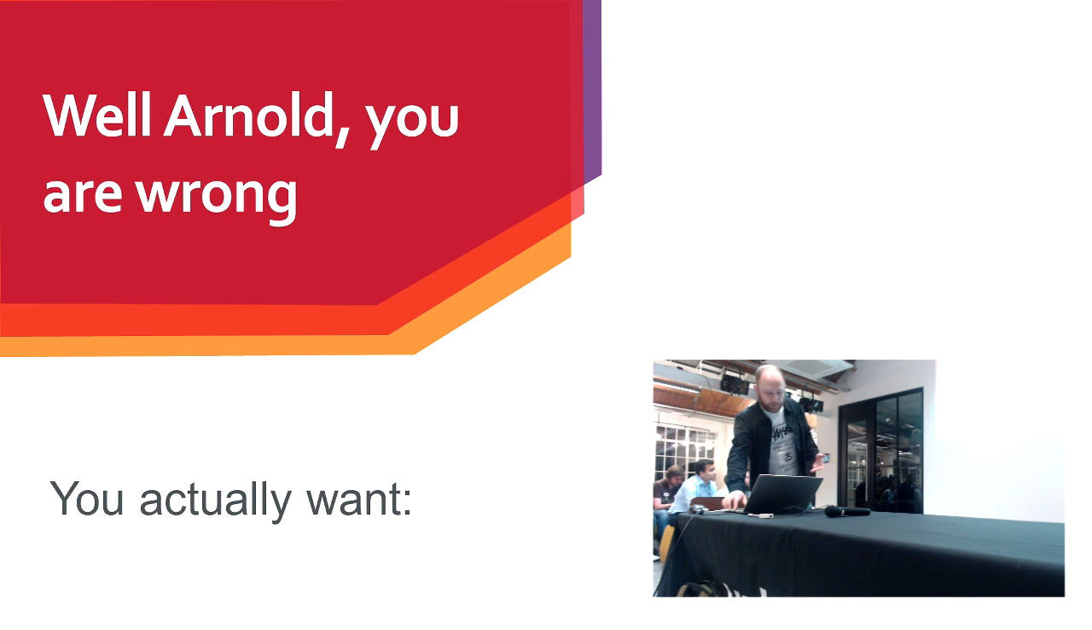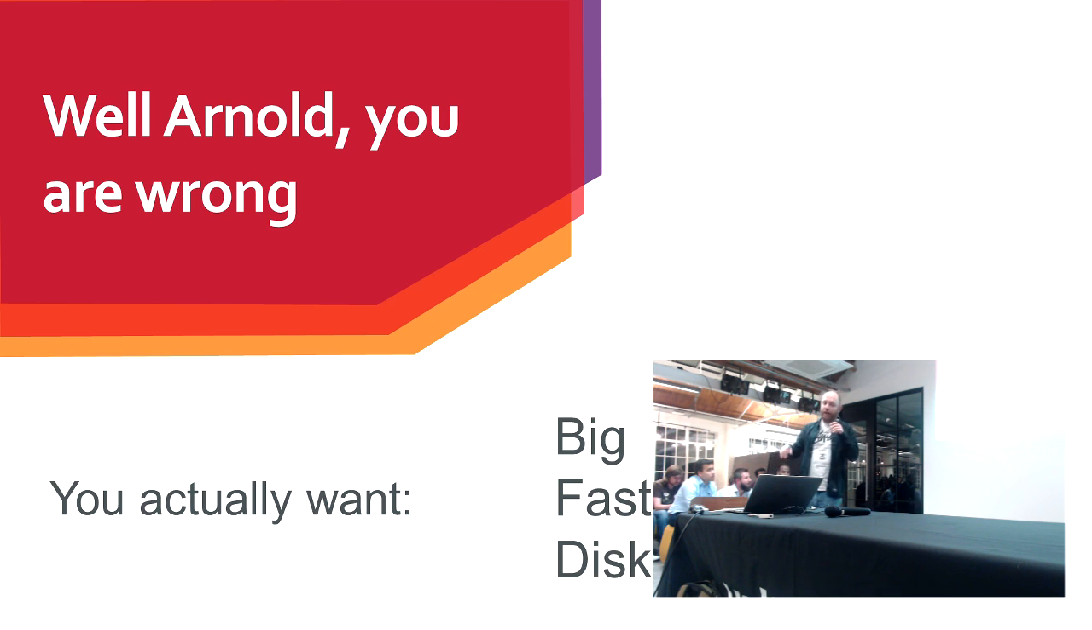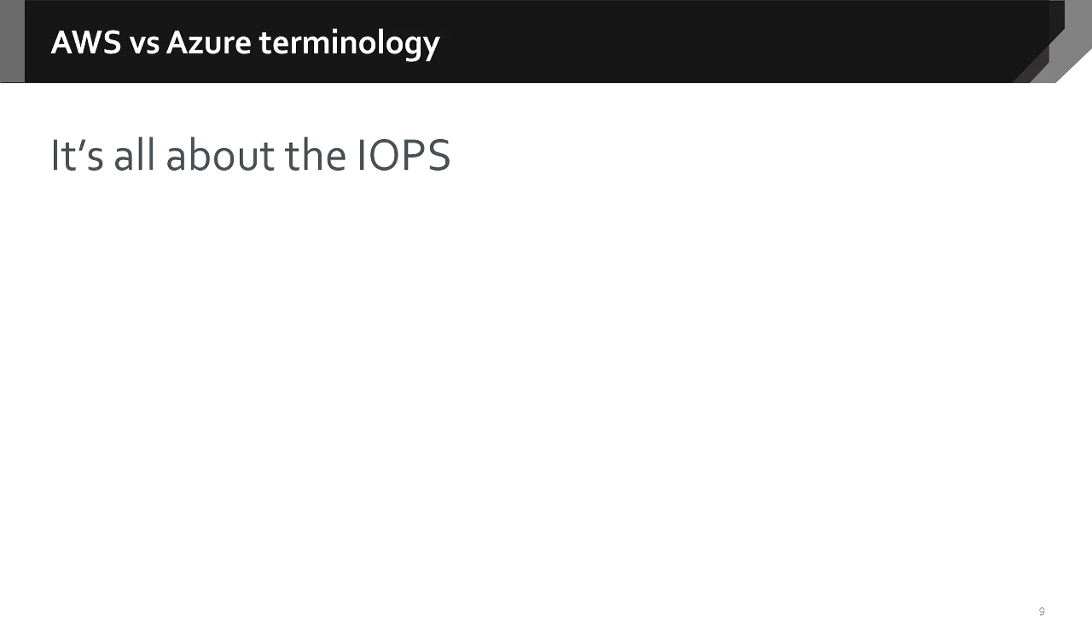As we spent more time talking with the Sitecore guys, we found there are a few things that we need to do. We need to get big, fast disks in there. In the cloud, this is quite an easy problem to solve. You have this concept of what they refer to as IOPS, and we'll touch on what that is. It's all about the IOPS.